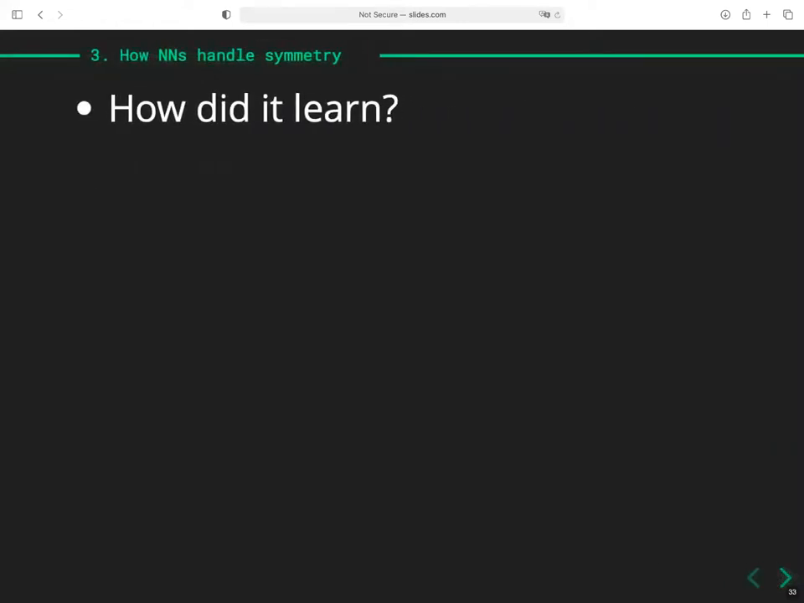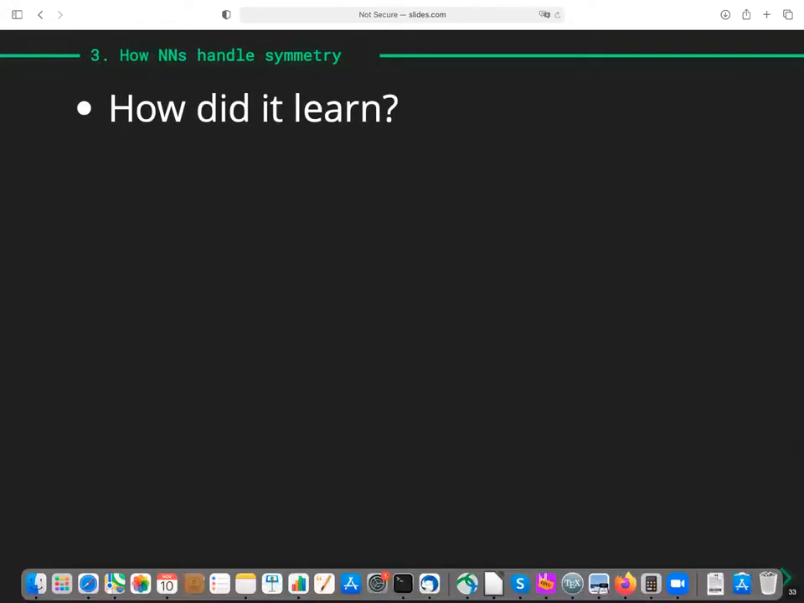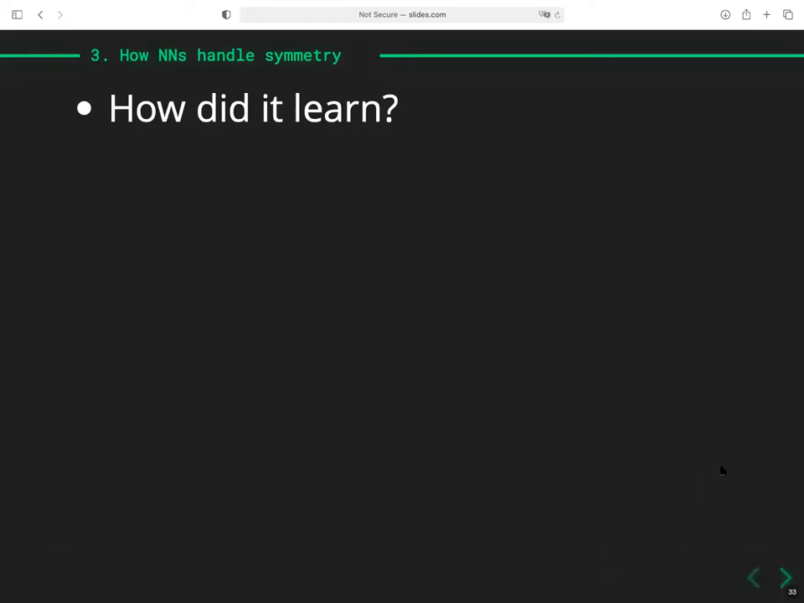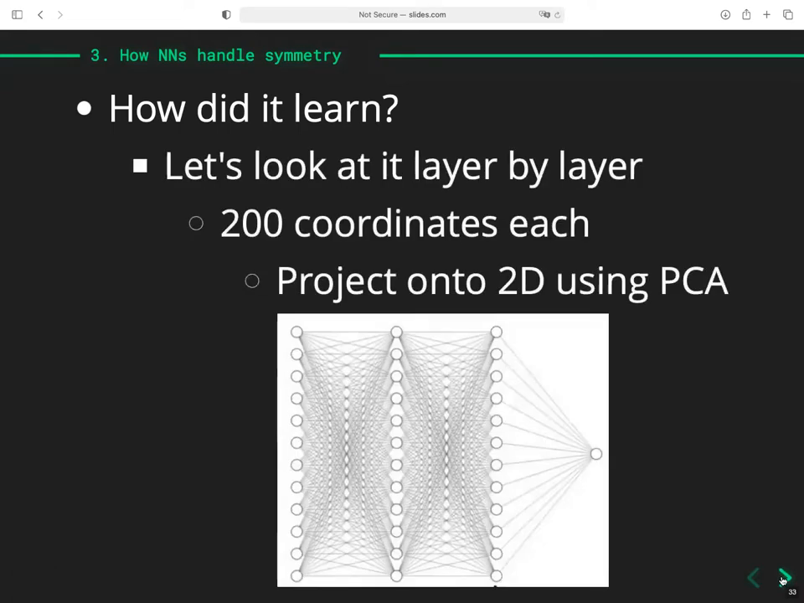So it's all standard. Now the question that really interested us is, how did this happen? How did the neural network learn? Because I showed you a little animation of the predictions it gets through time. But now let's look in the layers. So I told you before, there's 10 layers of neurons. So it's quite a deep network with 200 neurons in each layer.